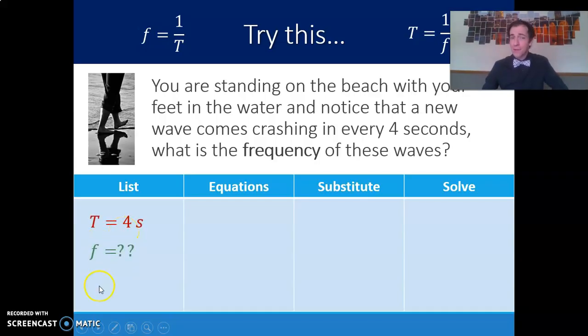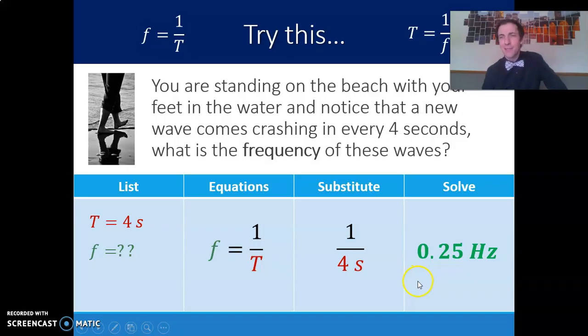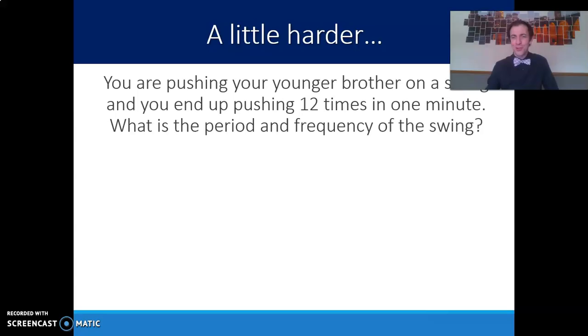I'm trying to find the frequency, which means I'm going to use this equation here. F is equal to 1 over T. Plugging in that period, 4 seconds for T, we get 1 divided by 4, which is 0.25 hertz. That means that we experience a quarter of a wave every second if it takes 4 seconds for a complete wave.